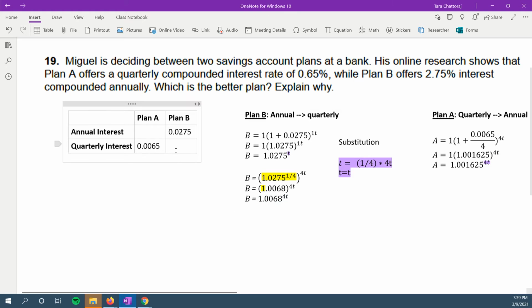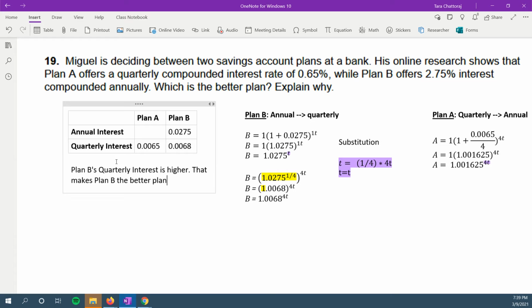Now we notice that the growth rate is going to be 1 minus that. And so the growth rate in this case would be 0.0068, right? Oh, sorry. That's not for Plan A. This is for Plan B's quarterly interest because it's to 4t. And now if we compare these two, Plan B has a slightly higher quarterly interest, right? Plan B's quarterly interest is higher. And if it's higher, that makes Plan B the better plan.